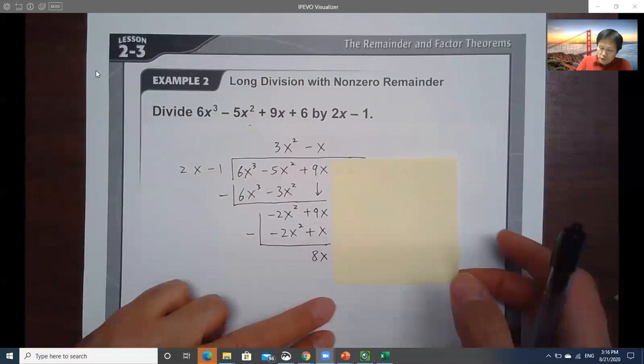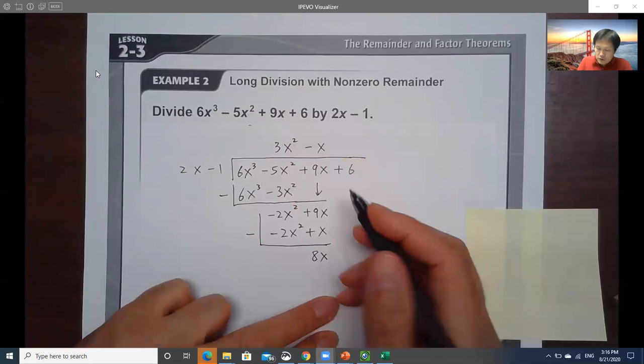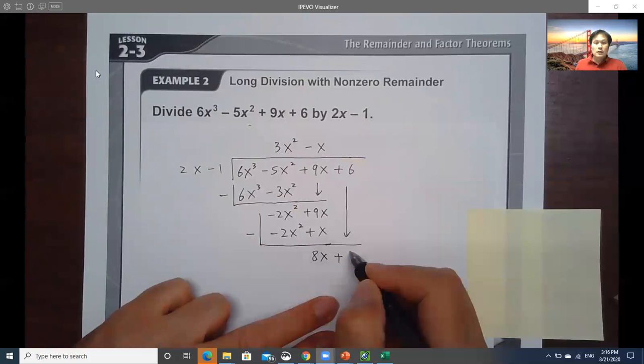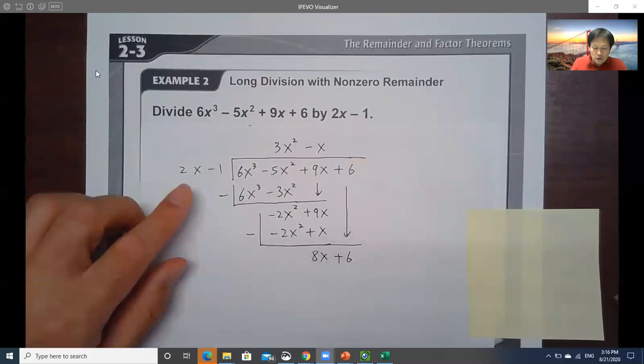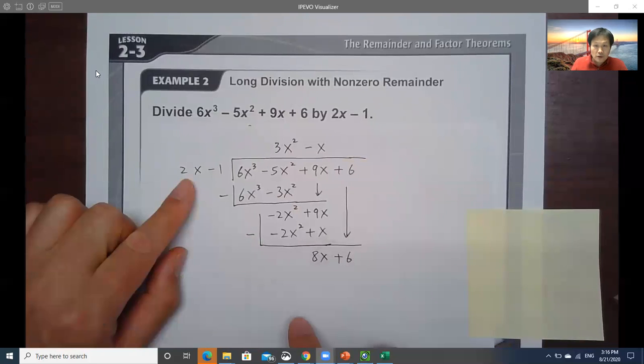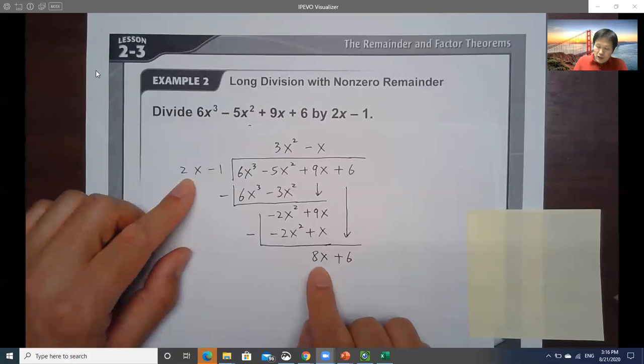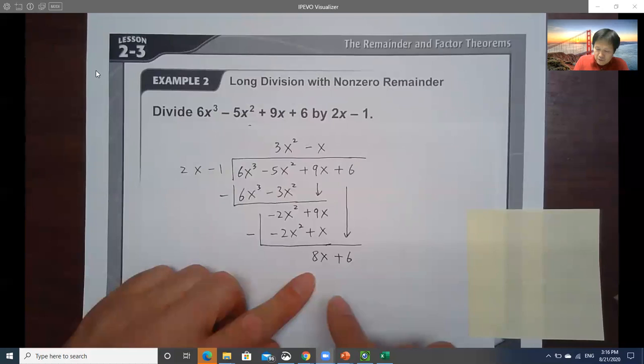Okay, do we have a more term? Yes. So we gotta bring one term down, plus 6. Same deal. What do I multiply to first term to match this guy? 2x times what makes 8x? That's a positive 4. I can do that in my head. So plus 4, make sure you write down plus 4.